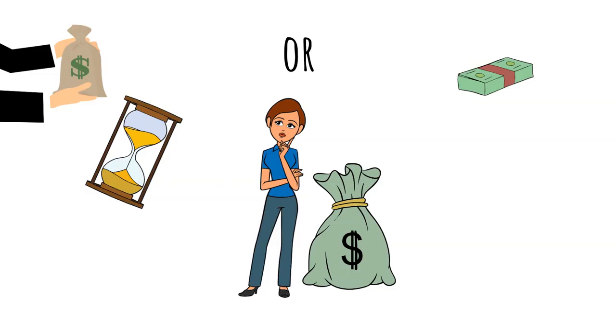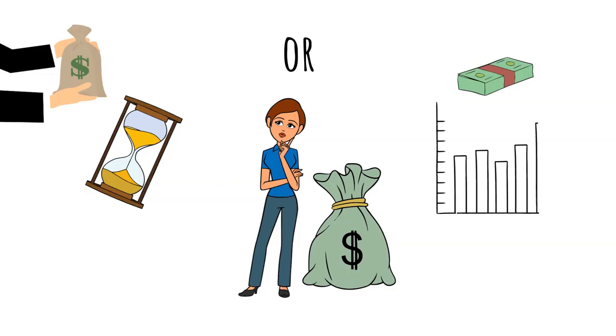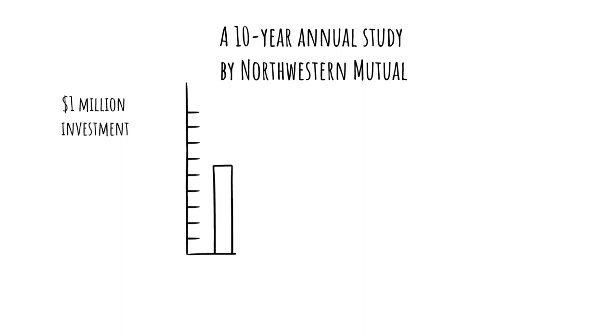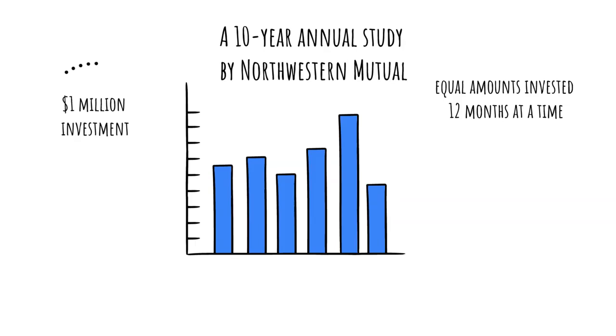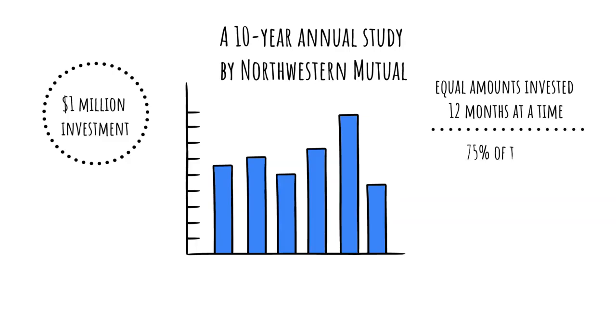If you invest a little bit over a period of time, it will ensure that you spread your eggs out instead of putting them all in one basket. A 10-year annual study by Northwestern Mutual found that a $1 million investment in the stock market, right away, will perform better than an investment with equal amounts invested 12 months at a time. The best investment strategy is immediate investment. It also beats the dollar cost averaging strategy 75% of the time.